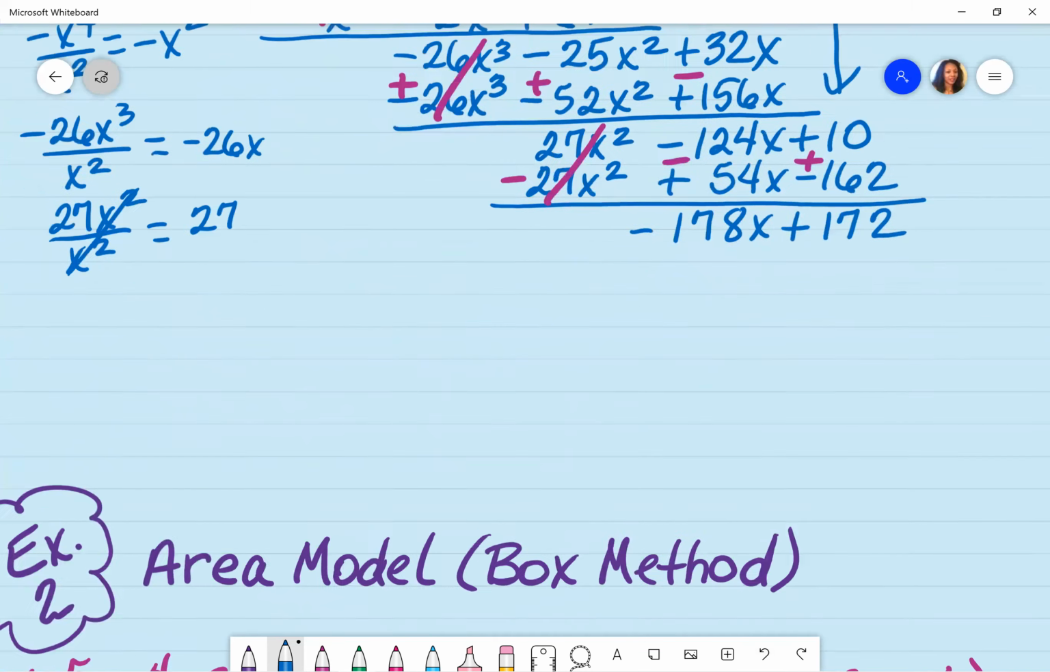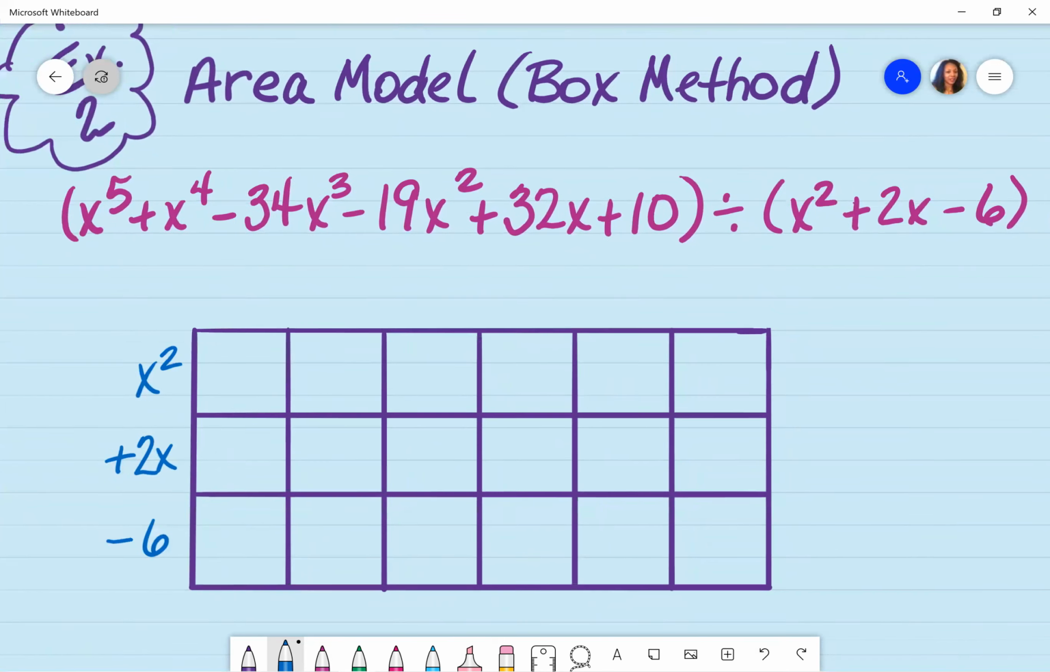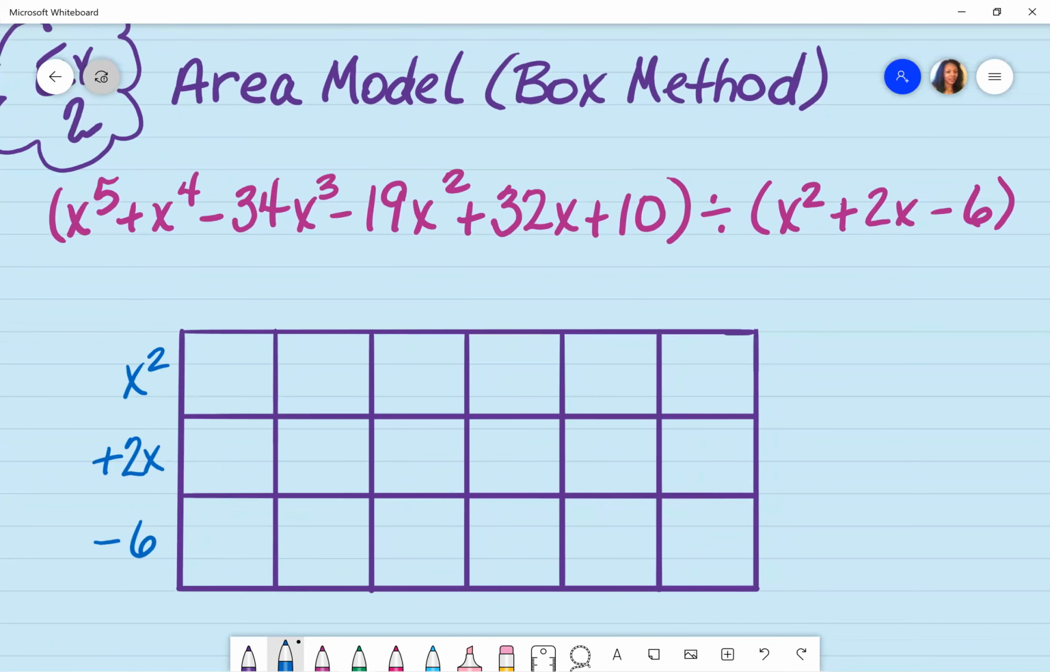I'm going to take the same problem, but I'm going to use the area model. So what you will see is over to the side, my divisor is shown in vertical form. The first step is to fill in this first box with the first term of your dividend. So what that will look like is I'm going to have x to the 5th power.